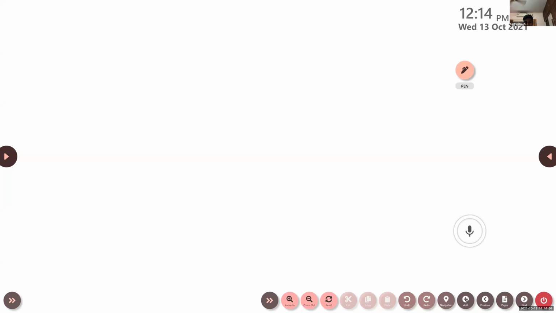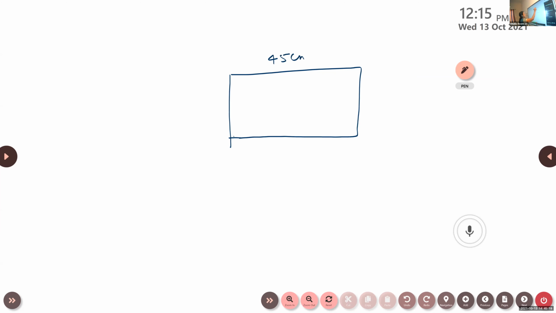Saloni has a piece of tin rectangular in shape as shown in the diagram given below. She is going to cut squares from each corner and fold up the sides to form an open box. Based on the above information, answer the following questions. Okay, so now listen here. Saloni has a piece of tin rectangular in shape, it is given there, isn't it? One side it is 45 centimeter length, the other side it is 24 centimeter.